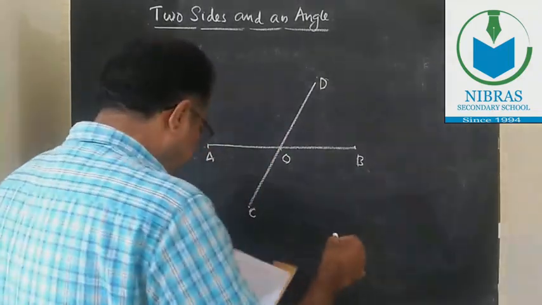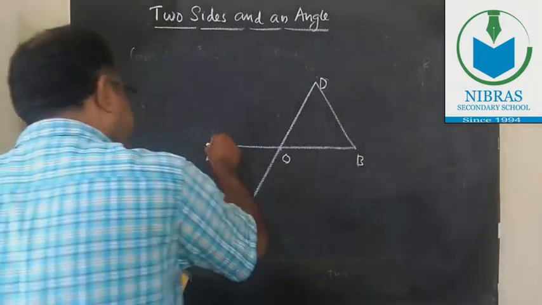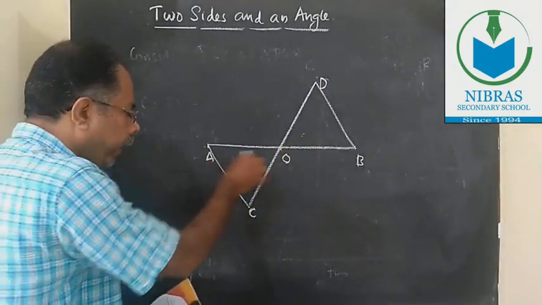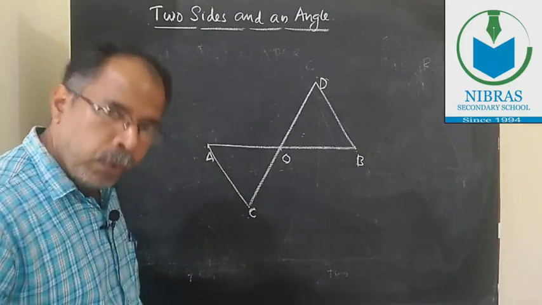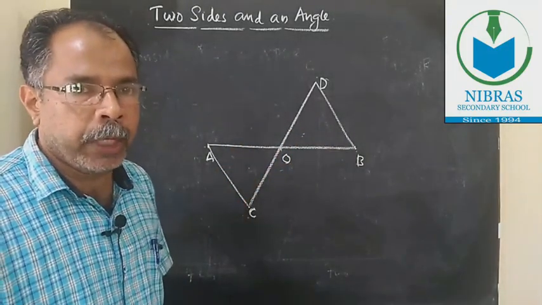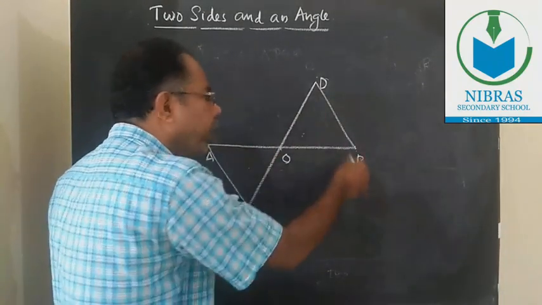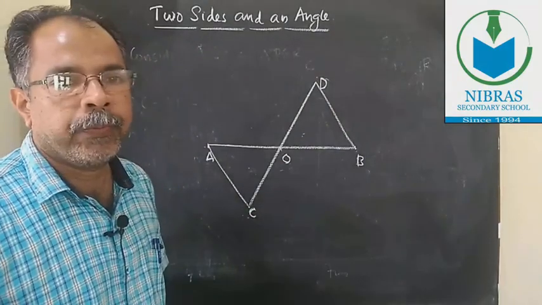Now join BD and join AC. You got two triangles, triangle AOC and triangle BOD. We have to prove that these two triangles are equal. Okay, how will you prove?